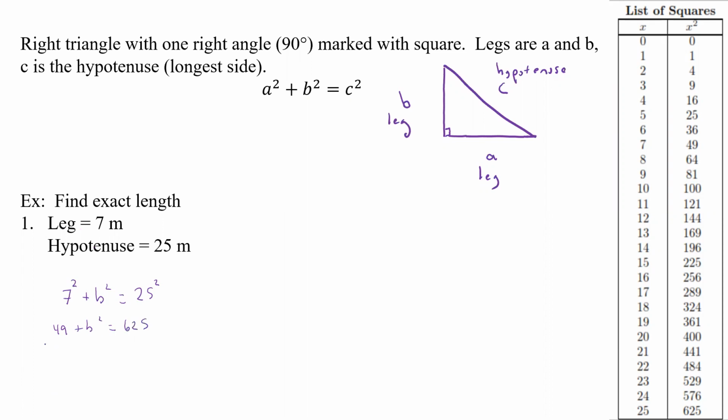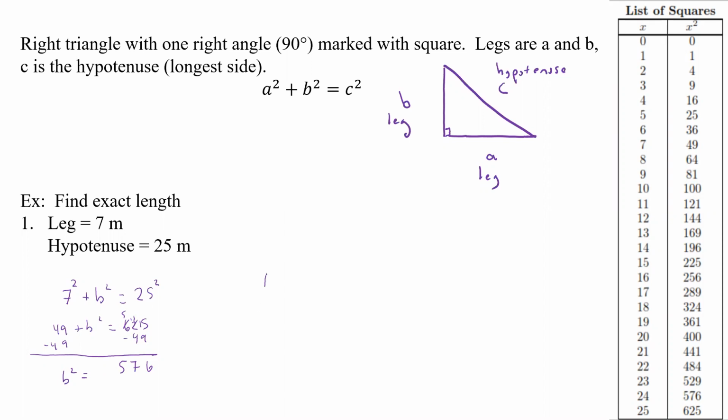Now we want to solve for b, so we're going to have to subtract 49 from both sides. When we do that on the left, we get b squared. On the right, we're going to have to subtract. So we'll borrow. That 5 becomes 15, and the next digit becomes 11. So 15 minus 9 is 6. Then 11 minus 4 is 7. And then we have 5 minus nothing, which is 5. And so now we have b squared is equal to 576.